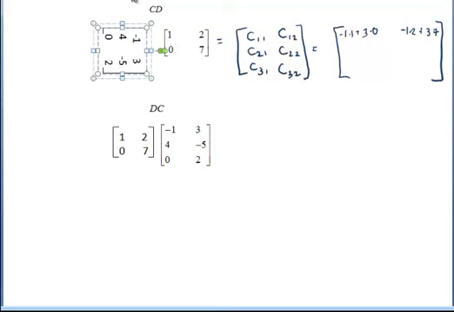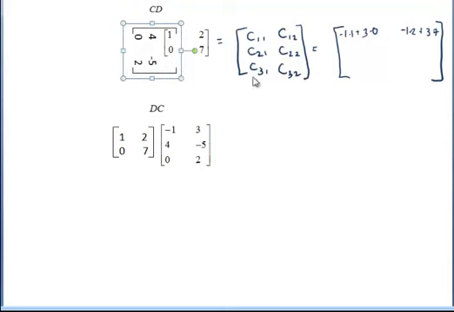So now that I'm done with that first row, I'm going to erase this. And now we're going to look at the second row, because C2,1 is taking that second row of that first matrix times the column 1 of my second. So here we're going to have 4 times 1 plus negative 5 times 0. And then we're going to move that 4 to that 2, so we're going to have 4 times 2 plus negative 5 times 7. I kind of ran out of room here.